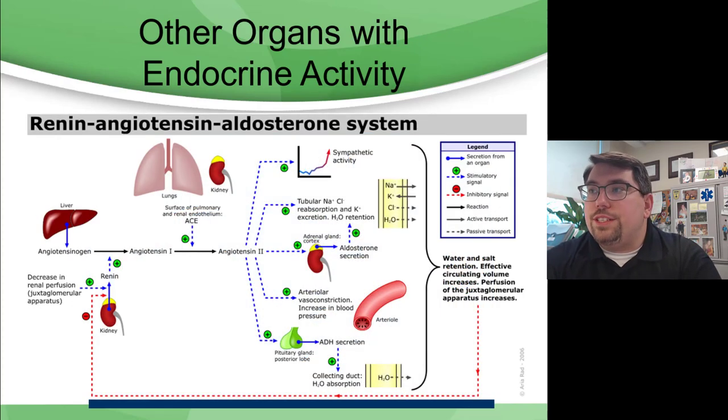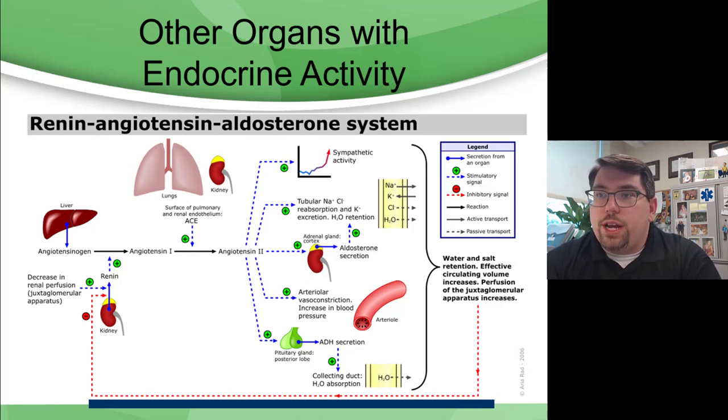This is the renin-angiotensin-aldosterone system. This is excessively complicated. We'll spend more time in class breaking this down. But long story short, it's all about how the body maintains blood pressure, right? We know that we have angiotensin, which then converts into angiotensin 1. Angiotensin is impacted by renin, and that has to do with the decrease in renal perfusion.